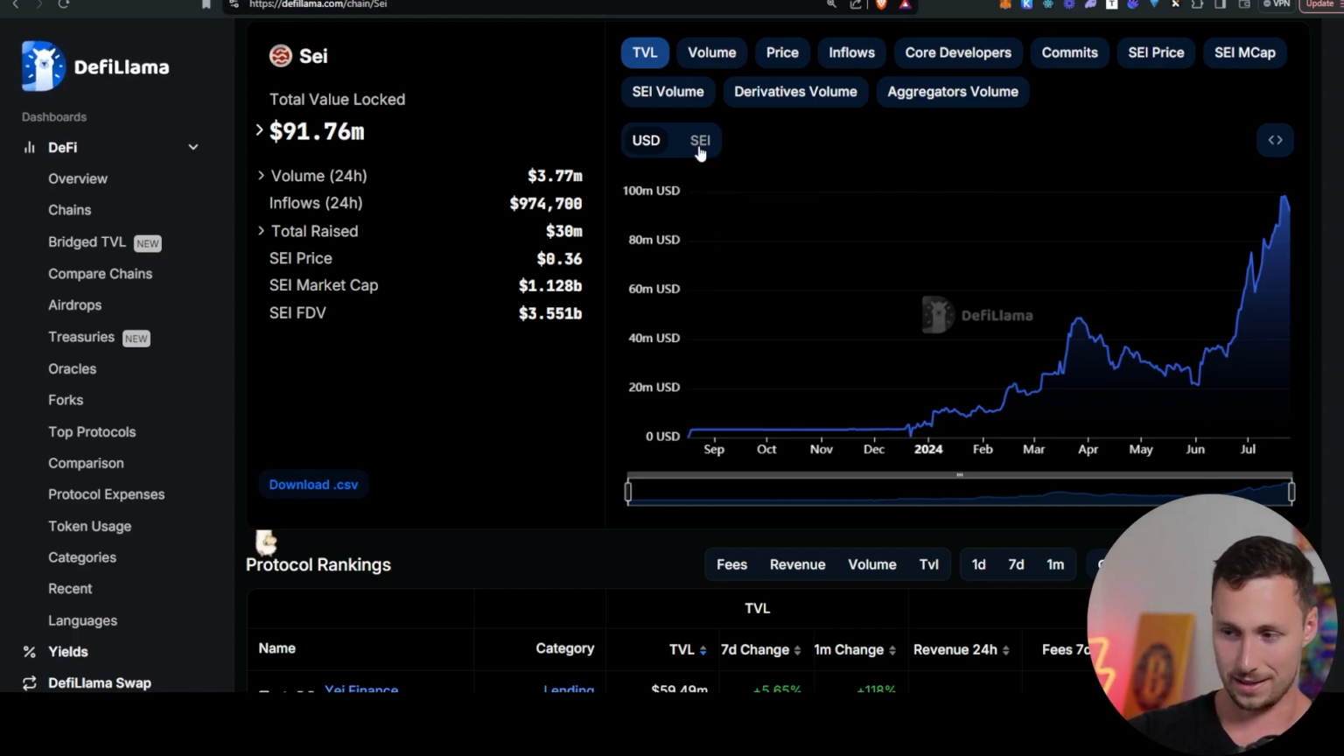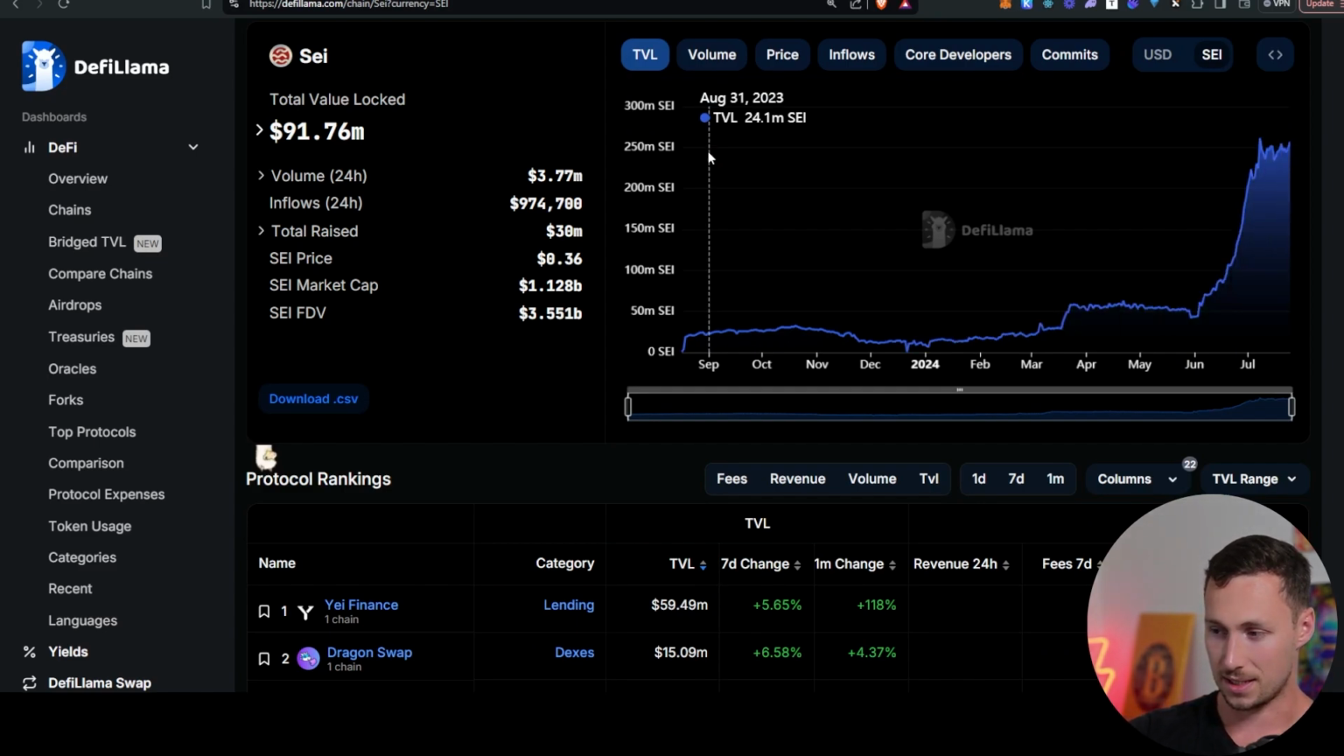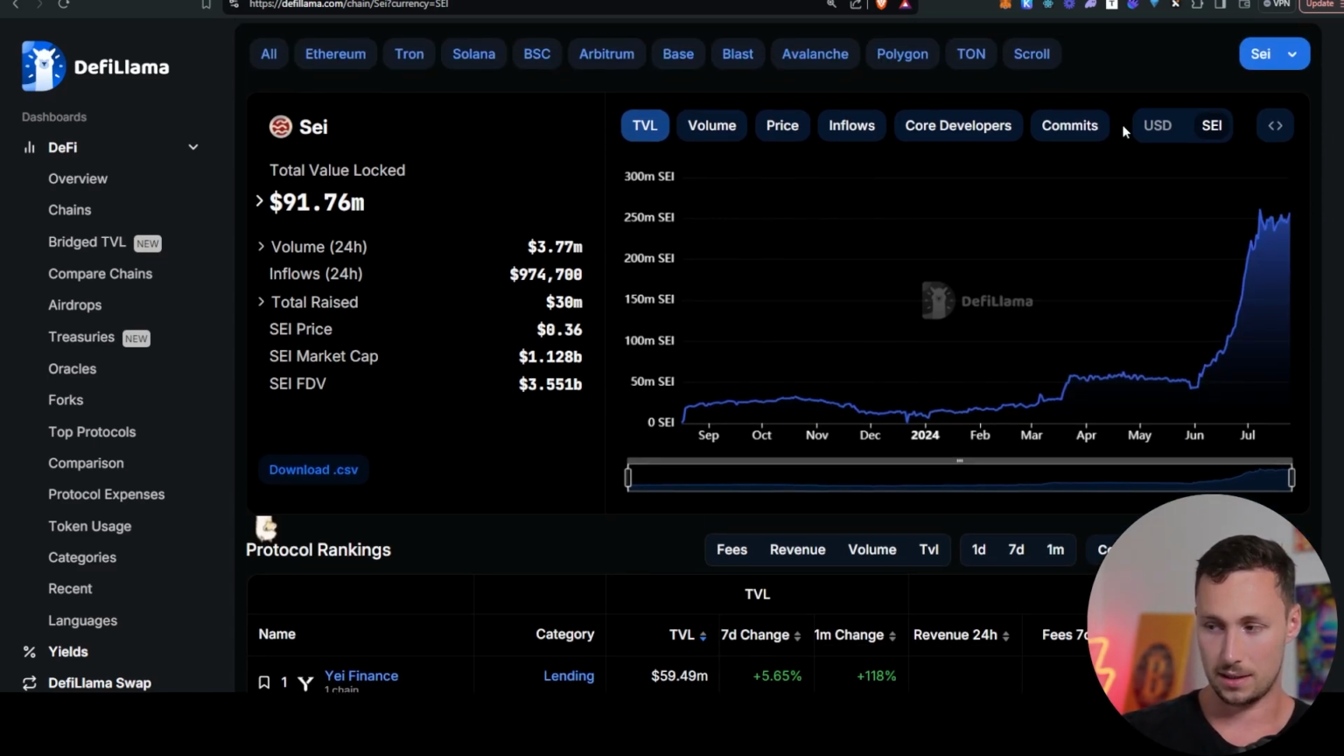The second thing I like to do is this button here changes this from USD to Sei. What this is going to do is it's going to say, is the total value locked going up in terms of the token of this chain, or is it just going up in terms of USD terms? And the reason this is important is that sometimes prices go up, right? That's why we're in crypto.